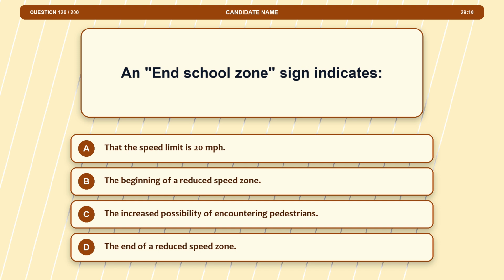Question 126. An end school zone sign indicates option A. That the speed limit is 20 miles per hour. Option B. The beginning of a reduced speed zone. Option C. The increased possibility of encountering pedestrians. Option D. The end of a reduced speed zone.